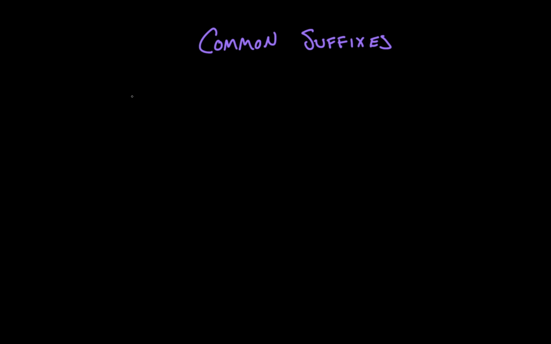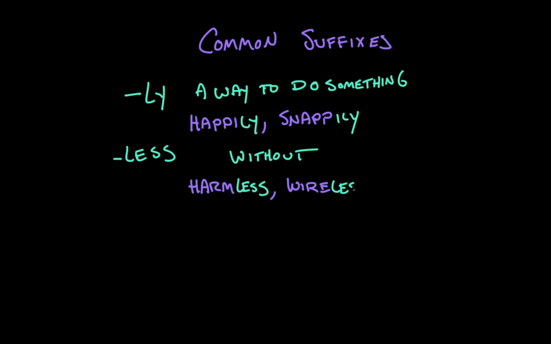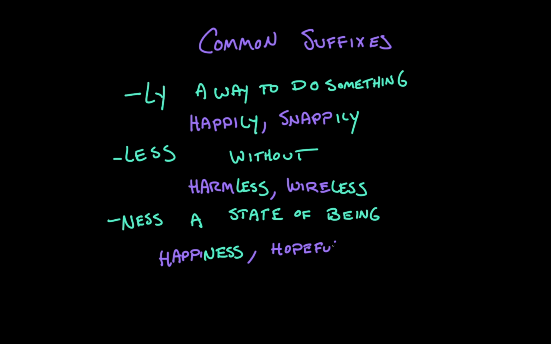Some common suffixes you might see include ly, meaning a way to do something, as in happily or snappily. Less, meaning without, as in harmless or wireless. Ness, meaning a state of being, which is another way of saying it makes nouns, as in happiness or hopefulness.